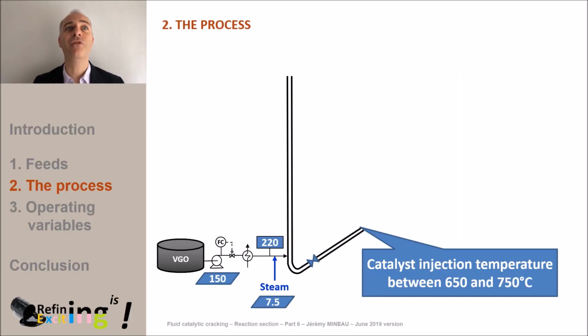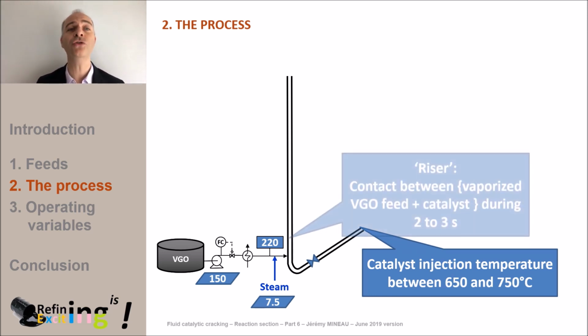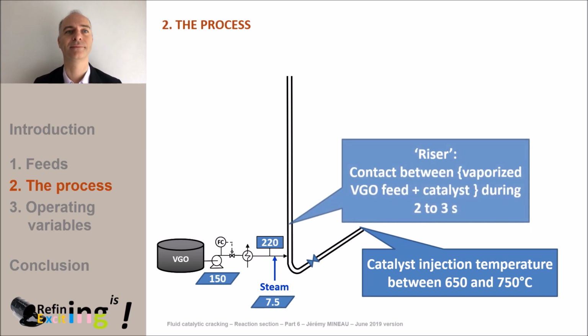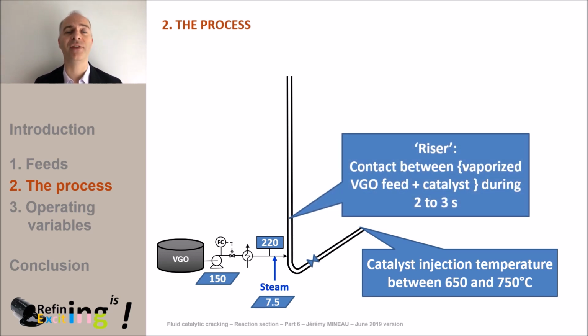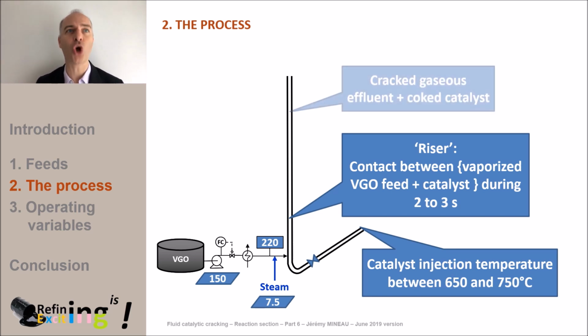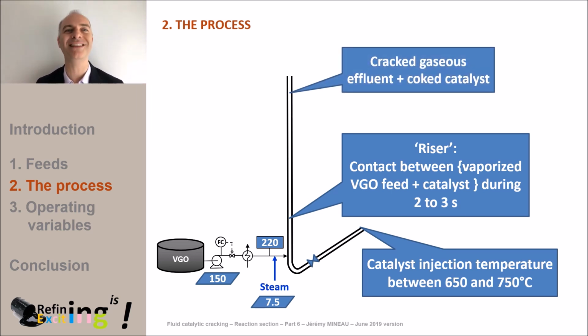In the riser, the vaporized feed and the hot catalyst have been put in contact for about 2 to 3 seconds. During this very short period of time, the VGO feed has cracked in lighter products, but also produced coke, which has deposited on the surface of the catalyst. Once the coke has deposited on the surface of the catalyst, this catalyst has deactivated and must therefore undergo a treatment to restore its initial activity.